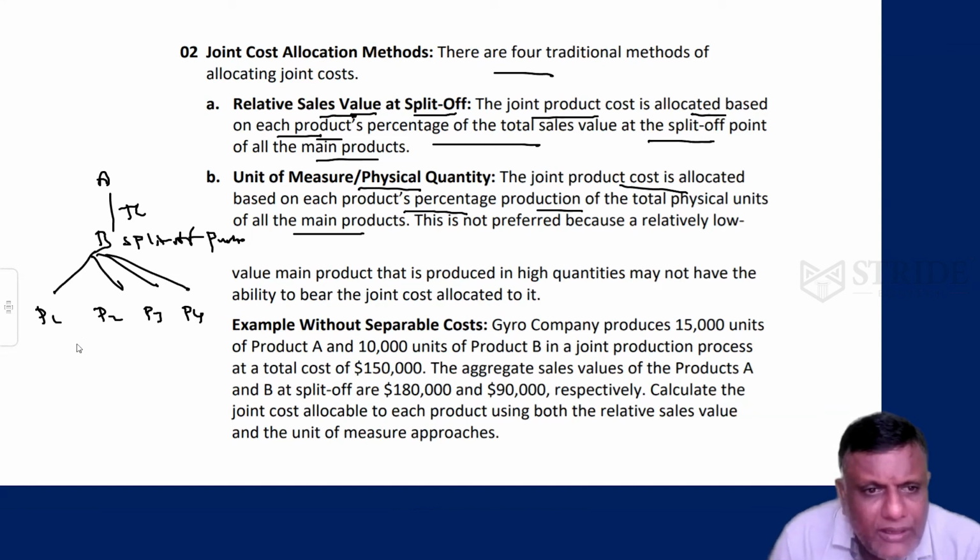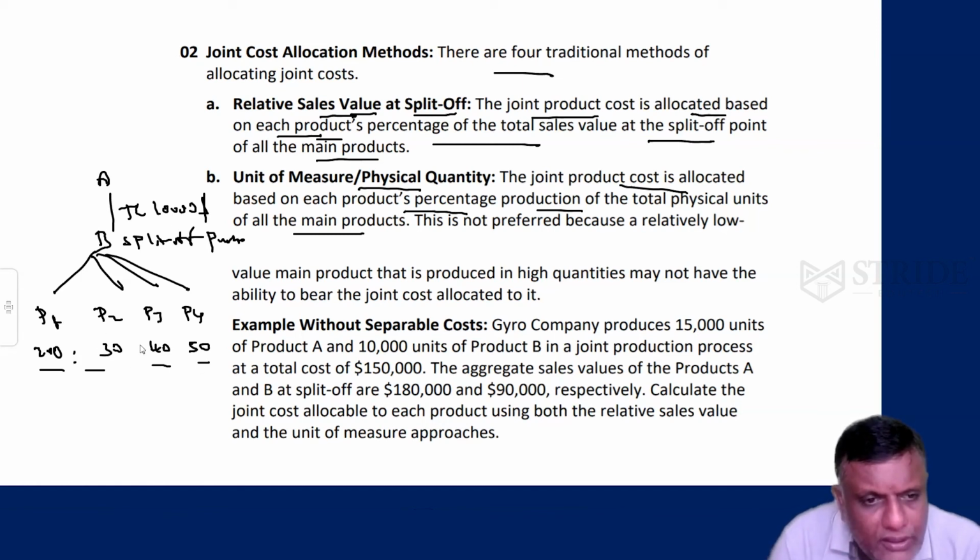What are the physical units of all the main products? These are the split off point main products: 20 units, 30 units, 40 units, 50 units. Suppose the joint cost is, for example, $10,000. The joint cost to be apportioned in the ratio of 20:30:40:50, so $10,000 is split off into the 20:30:40:50 ratio. That's it. This is called the relative physical quantity method. The joint cost can be allocated.